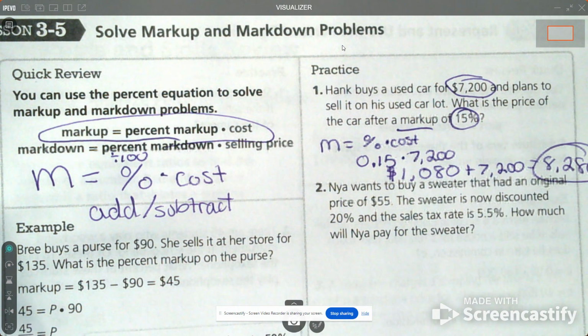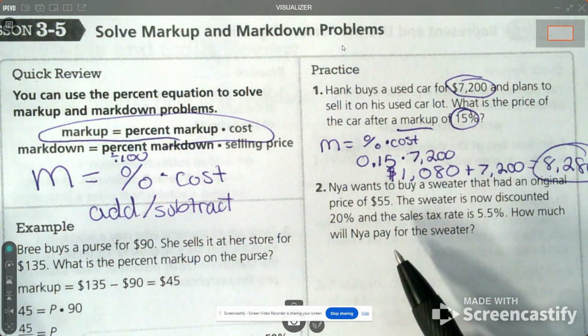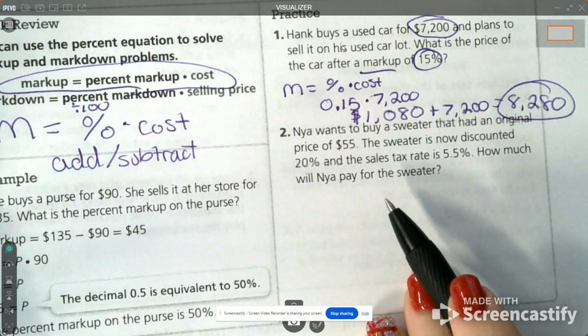So with these types of problems, don't stop when you get that. It's like that mugshot that we did. Sometimes you stopped if it was asking for the amount of tax or how much money you saved. But other times, if it was asking for the total, you had to keep going and you had to add or subtract.